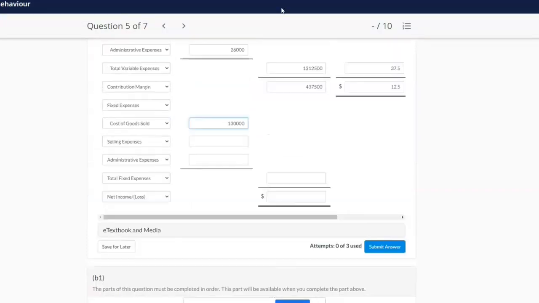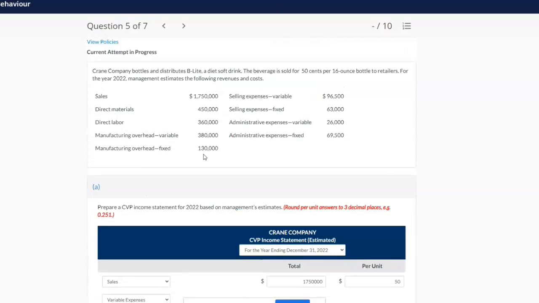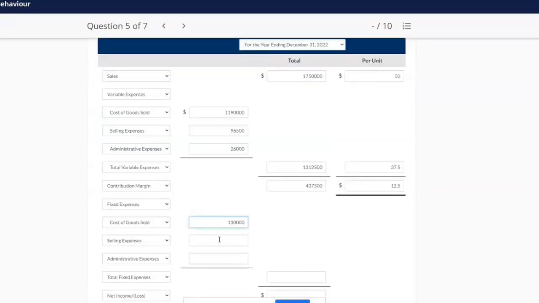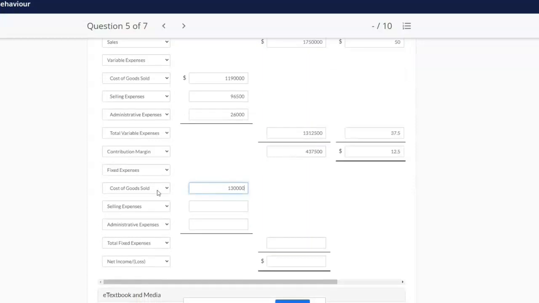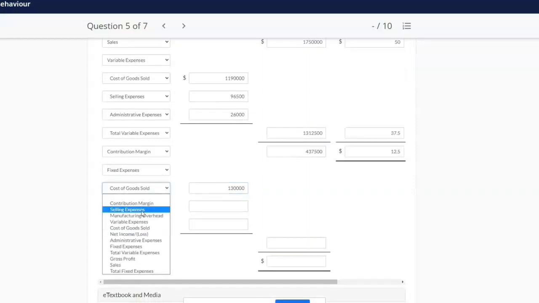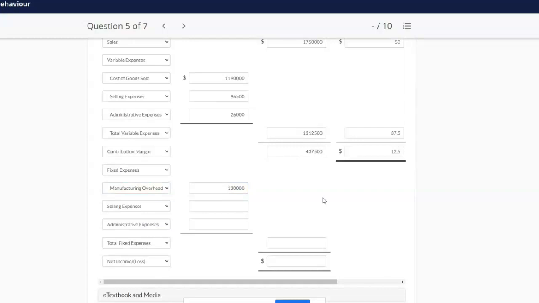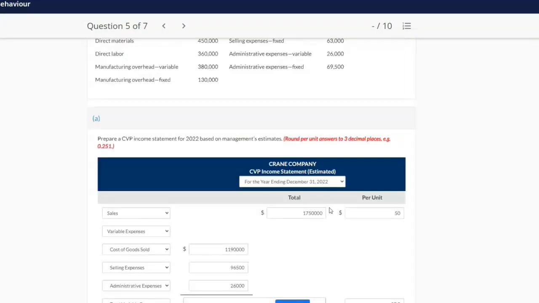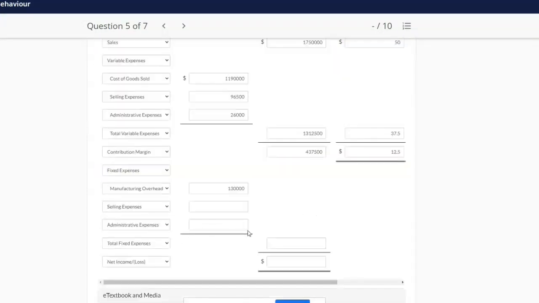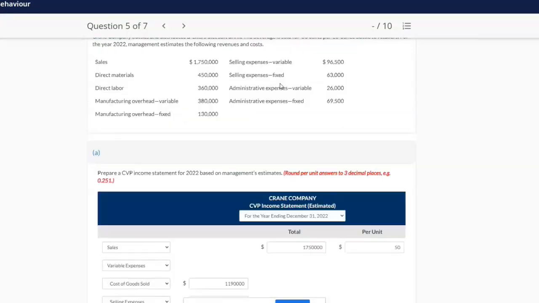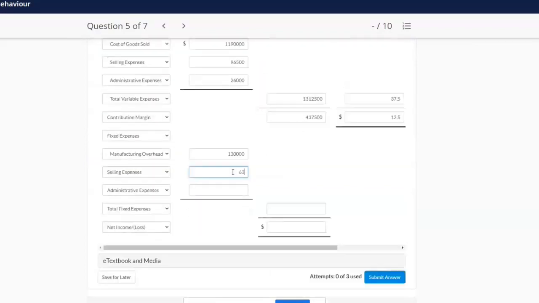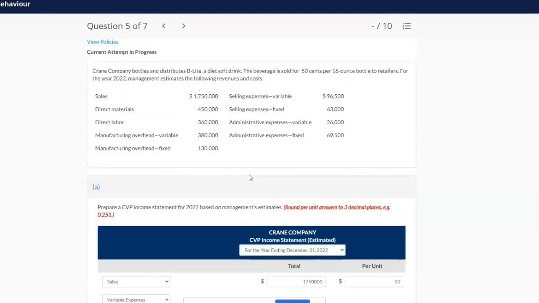Sir, I did this. You have to change the cost of goods sold. It said it's partially correct. Change the label of cost of goods sold for fixed to manufacturing overhead. No, cost of goods sold will be fine. No, sir, I did it and it gave me wrong and said it's partial. Then I changed it to manufacturing and it said it's right. Oh, okay. Do it then. That's what they want, even though it means the same thing.